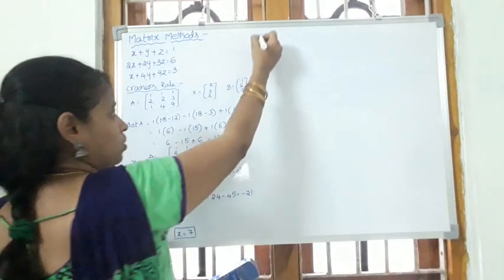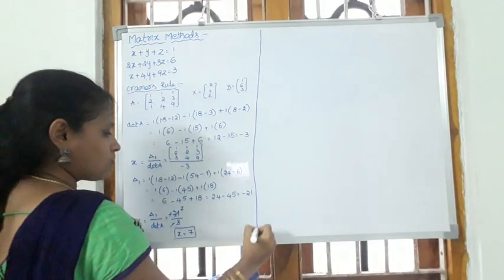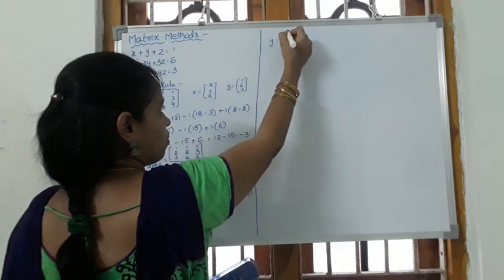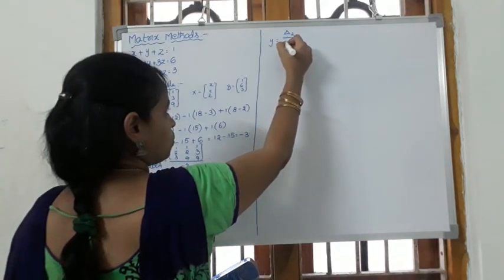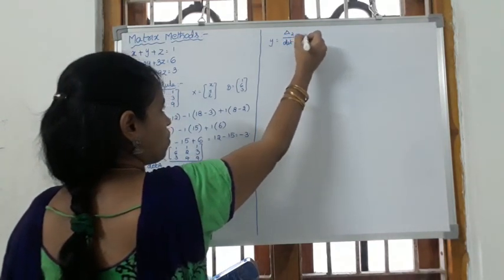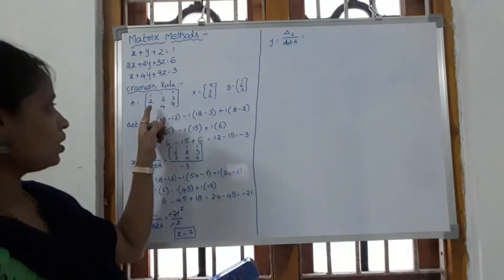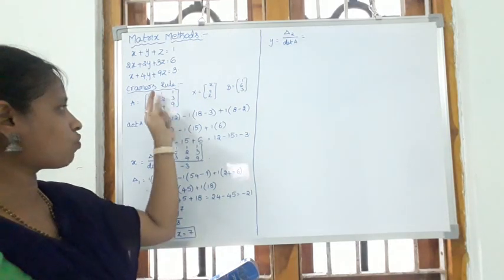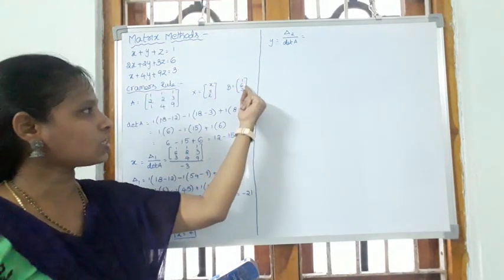Now we want to find the second variable, that is y. y is equal to, automatically the formula is delta 2 by determinant of A. What is delta 2 here? In this A matrix, the y coefficients are 1, 2, 4. Instead of the y coefficients, we write 1, 6, 3.